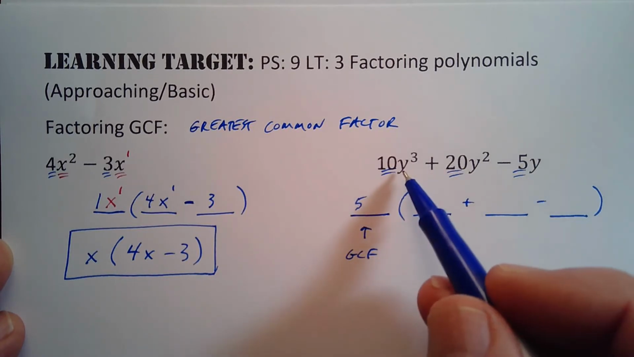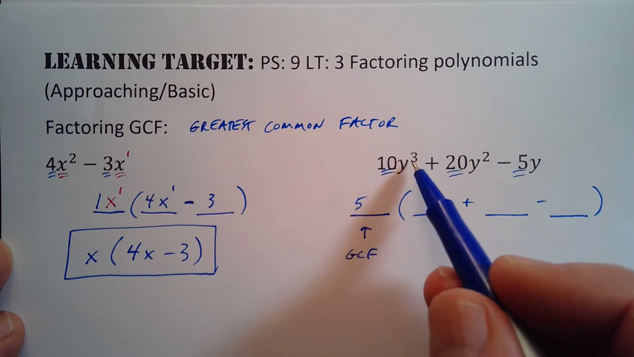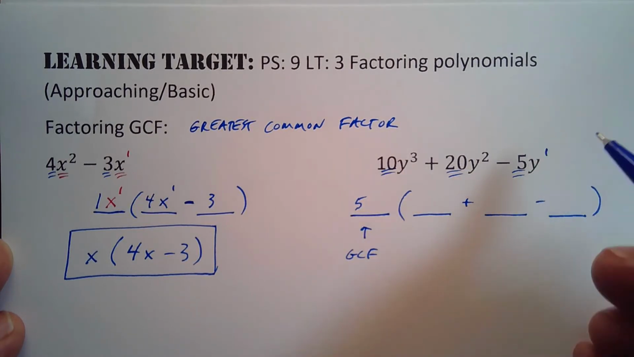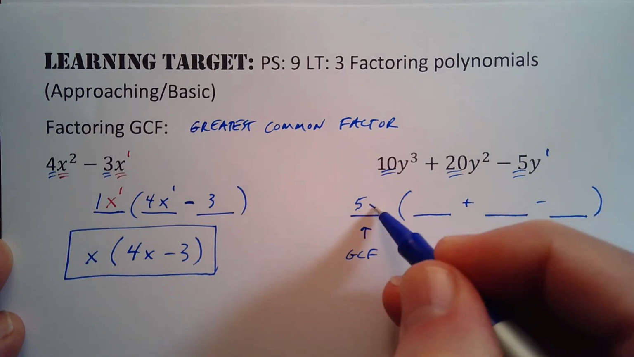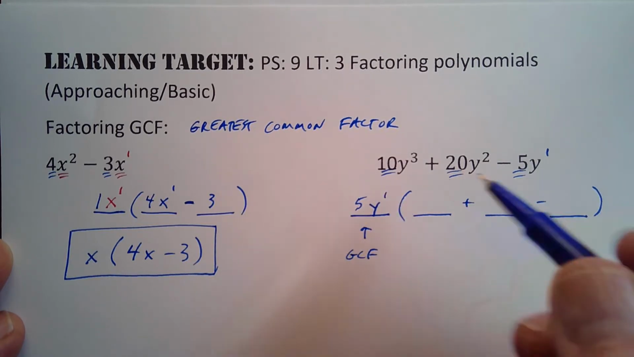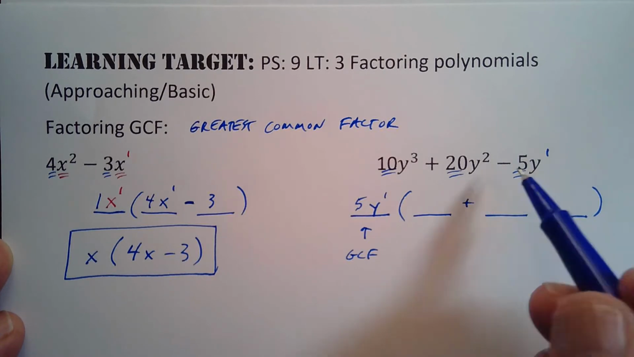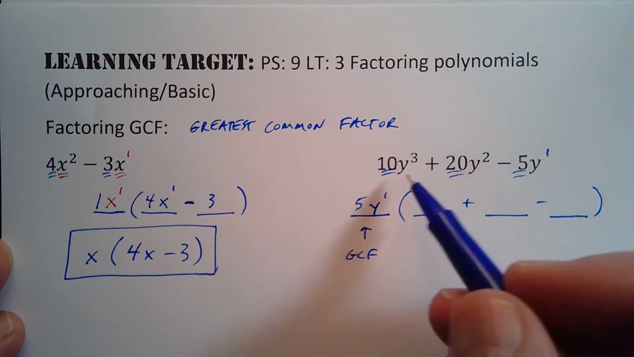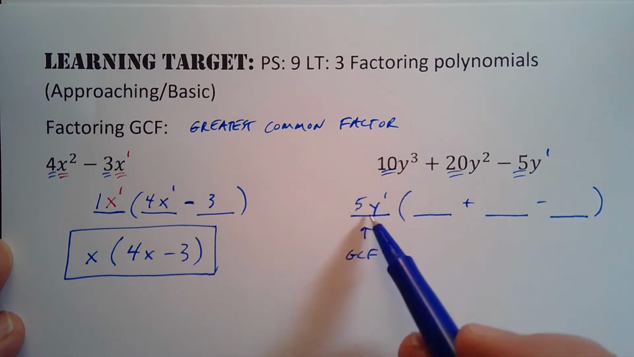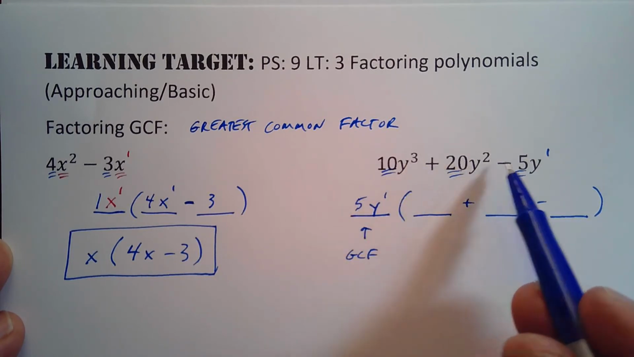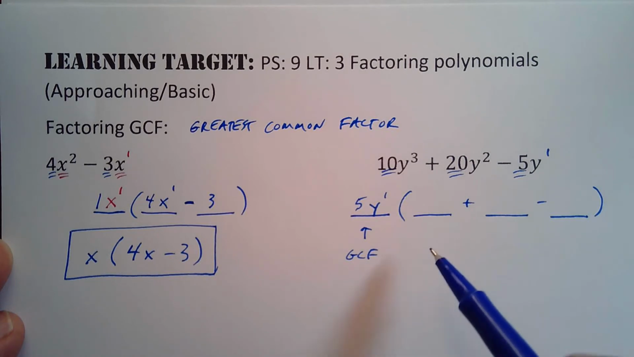And then I'm going to do the variable part. Y to the third, y to the second, y to the first. Basically, it's the lowest power so that it's common to all. So there's a y in 5y, there's a y in 20y squared, and there's a y in 10y cubed. So there's my GCF. A 5y is common to all 3 of these terms.